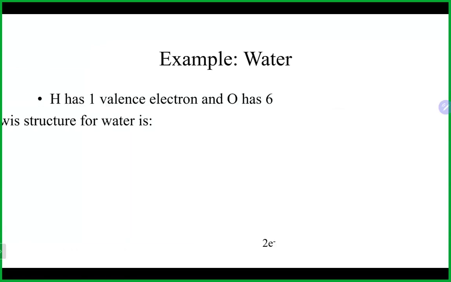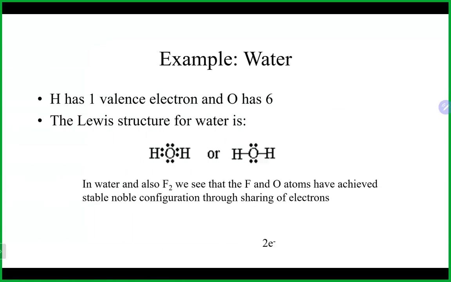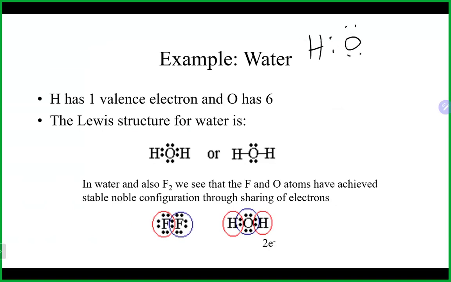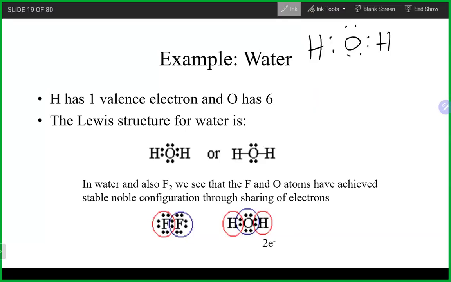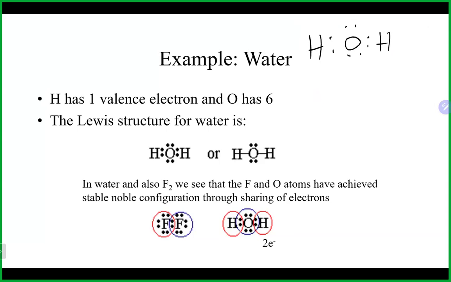So if we look at water and we draw a Lewis structure for water, it will look something like this, H2O. And in the case of water here, let's draw it all as dots. There's a lot of sharing going on here, but the sharing is going to help everybody basically get to that noble gas configuration, if you will.